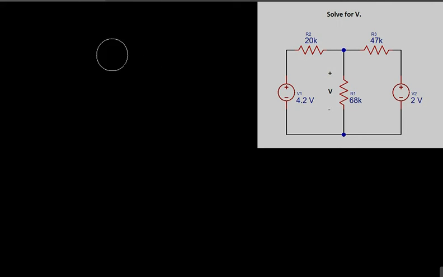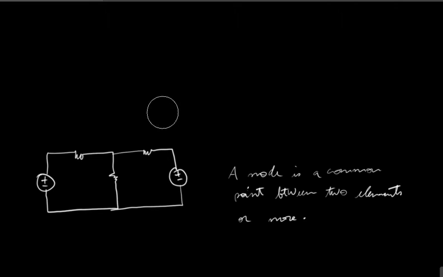This problem is asking to solve for V, which is the electrical potential difference between one node and another. What is a node? A node is a common point between two elements or more.